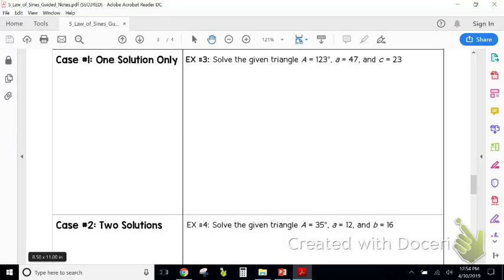All right, example 3 says to solve the given triangle, if angle A is 123 degrees, side A is 47, and side C is 23. So I'm going to go ahead and set up my chart over here. I'm just going to leave the other side to actually do my work in. So I'm going to plug in what they gave me.